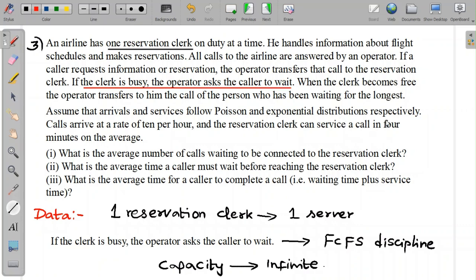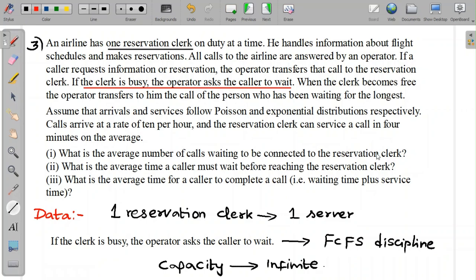The next paragraph tells us that the arrivals and services follow Poisson and exponential distributions. The calls arrive at a rate of 10 calls per hour, and the reservation clerk can service a call in 4 minutes on average. And we are asked to find the average number of calls waiting to be connected to the server, the average time a caller must wait, and the average time for a caller to complete a call. The time to complete a call is inclusive of the waiting time plus the service time. We'll make use of that in the problem.